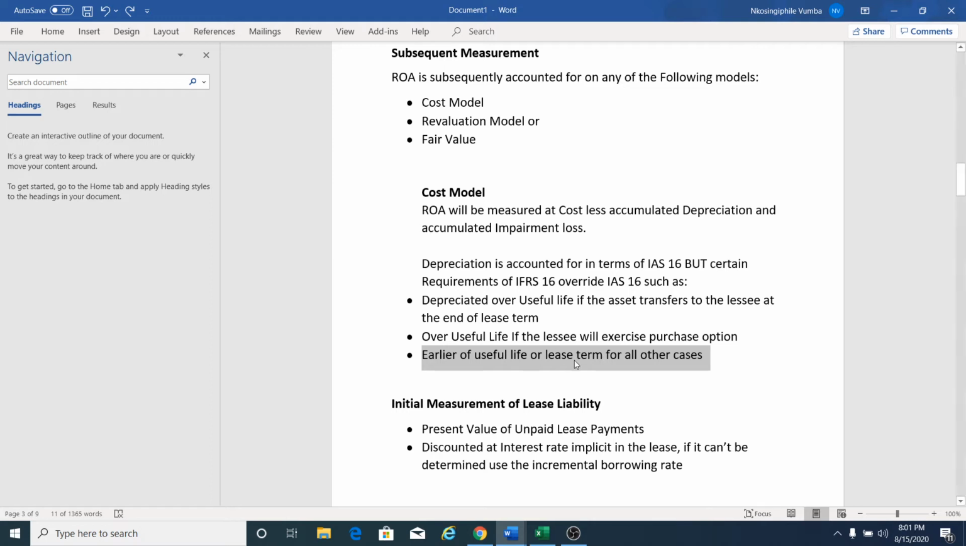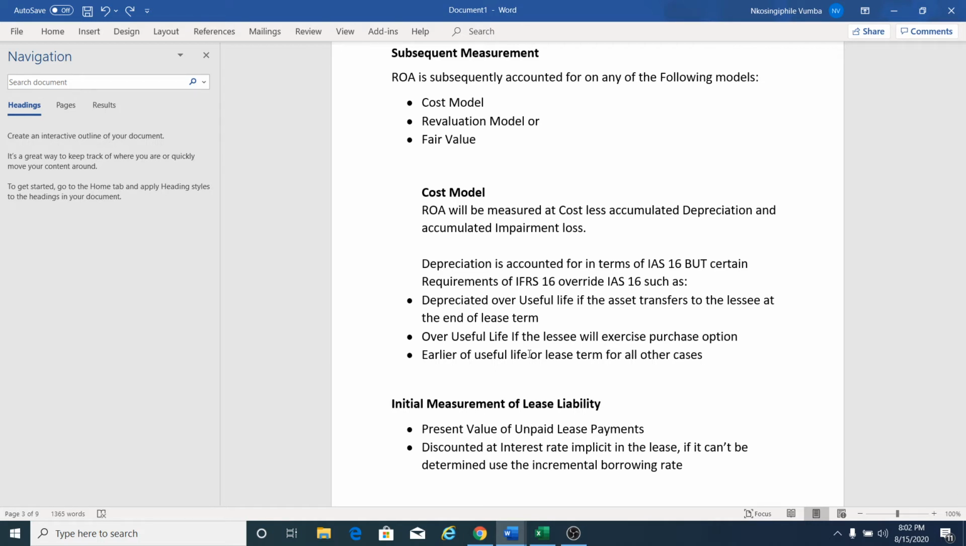So what this means is that you will depreciate it at the earlier of the useful life or the lease term, okay. Because if the lease term is 5 years and the useful life is actually 3 years, and you say you want to depreciate it over 5 years, how? Because this asset only has the useful life of 3 years, okay. So this is just what the standard says, okay.